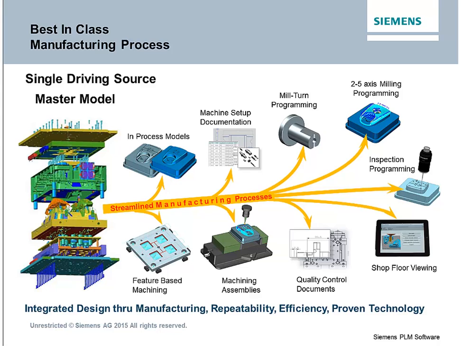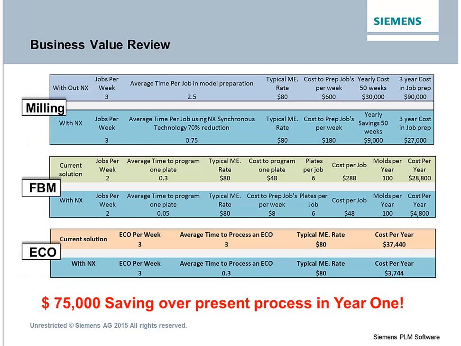So really, what makes a best-in-class manufacturing process? It really is a single driving source of master model. Typical layout here for a mold shop. You can see we can come right out of the tooling. Of course, that's available with our NX mold design product. You can have all of that capability, additionally, and more over your current process through this whole manufacturing work chain. With that, I'd like to say maybe we take a quick look at our business value review for everything we've seen today.